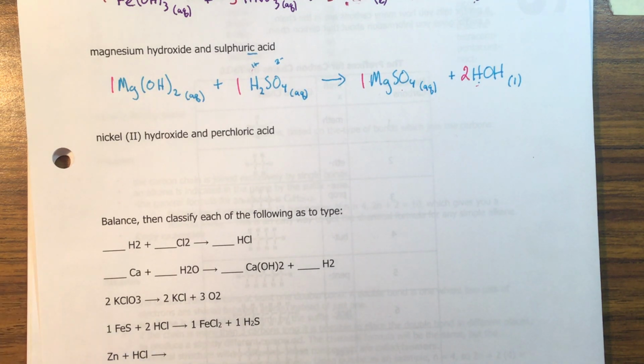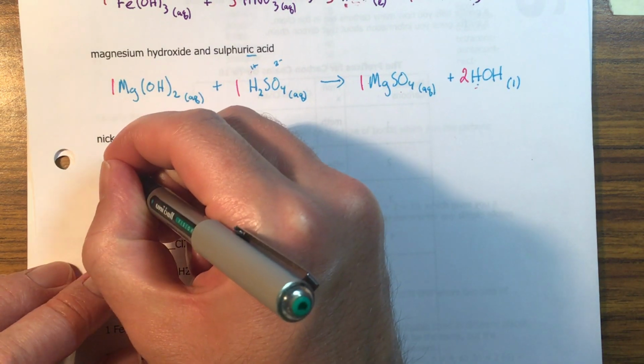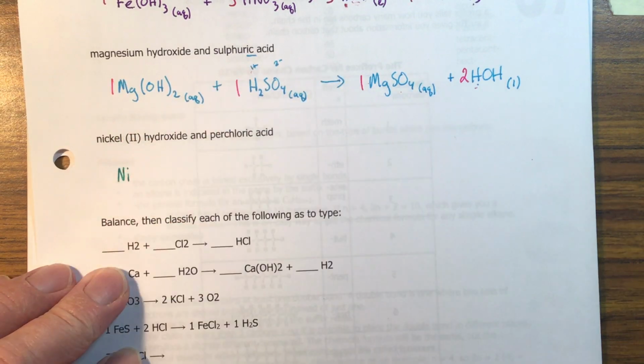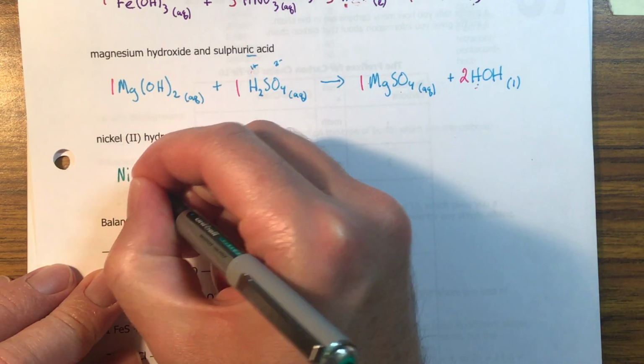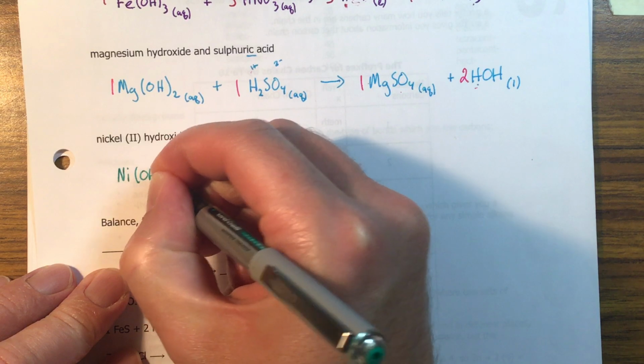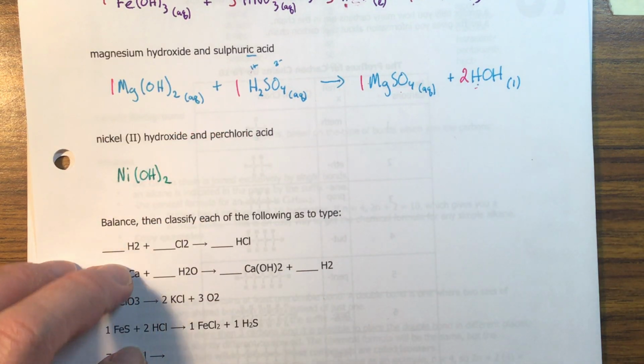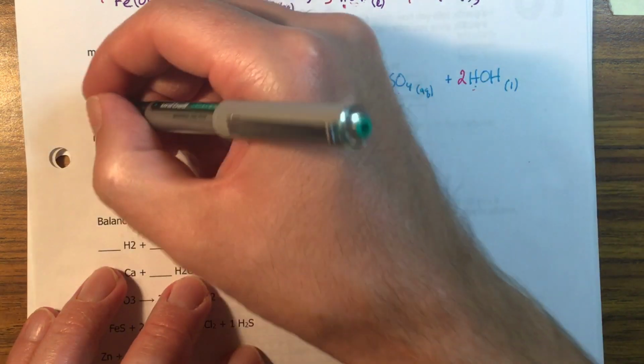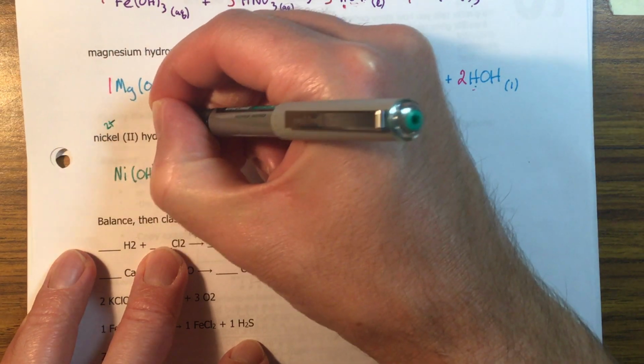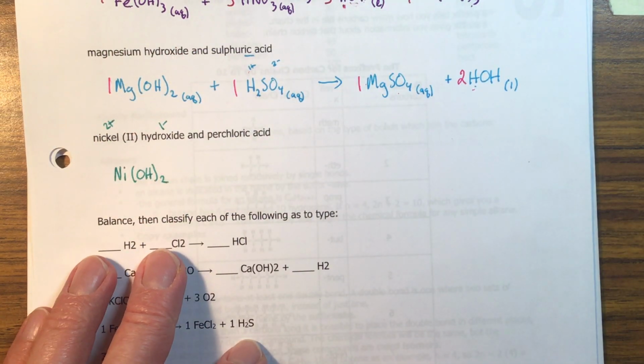So let's look up nickel(II) hydroxide. Nickel is Ni, and this 2 tells it has a plus 2 charge on it, and hydroxide has a minus 1 charge. So we're going to need 2 hydroxides here, right? Nickel's a 2 plus charge. This is a 1 minus, so to get them to balance.